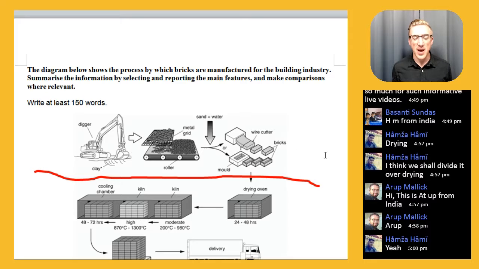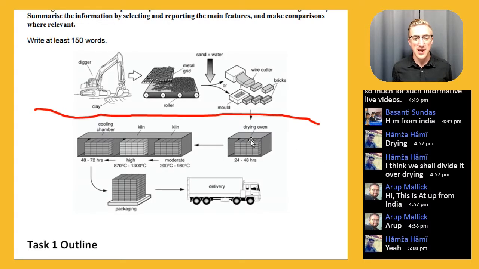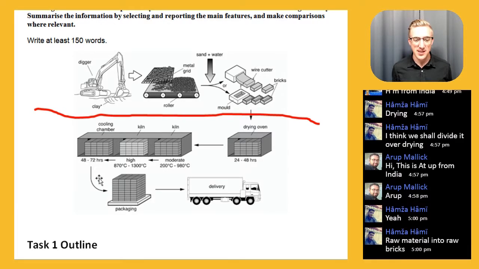Chapter 2 is the drying process. The drying, packaging, and delivering process. Okay, we've got a lot of details in here, so we've got plenty to talk about there. It seems like a more simple process, but there's a lot of details to mention in terms of the temperature.